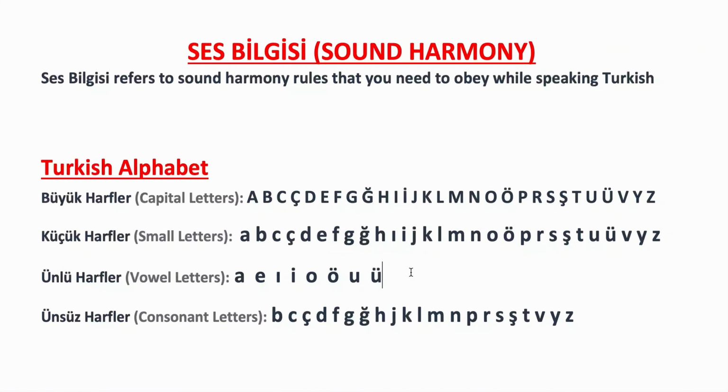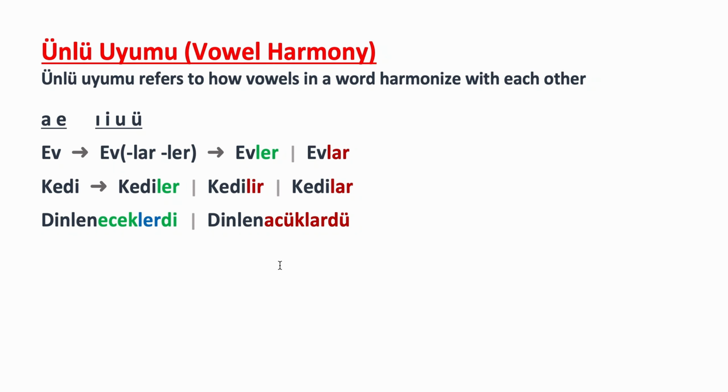Okay, now let's talk about the importance of harmony rules. Ünlü uyumu, vowel harmony. Turkish is an agglutinative language. That means to build sentences, we add suffixes to a word root. I left some examples here. As you can see, there is a root word and there are suffixes attached. This is how we create the sentence, and this is what the Turkish language is in short.